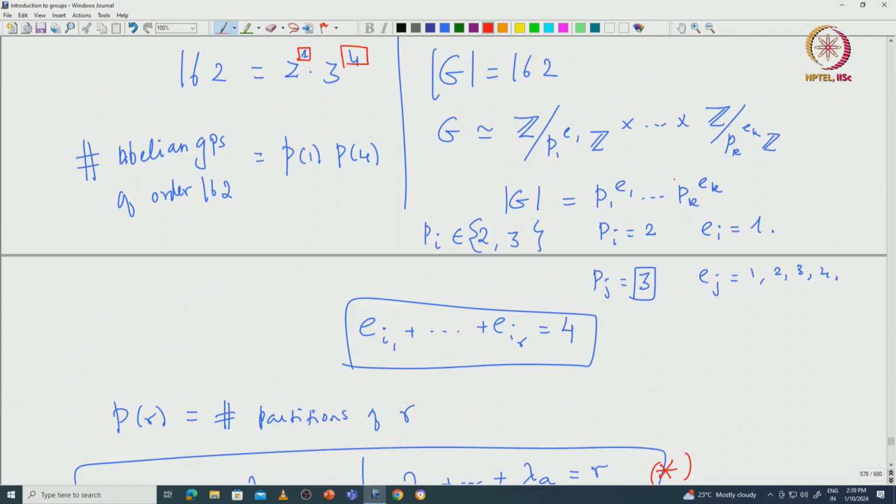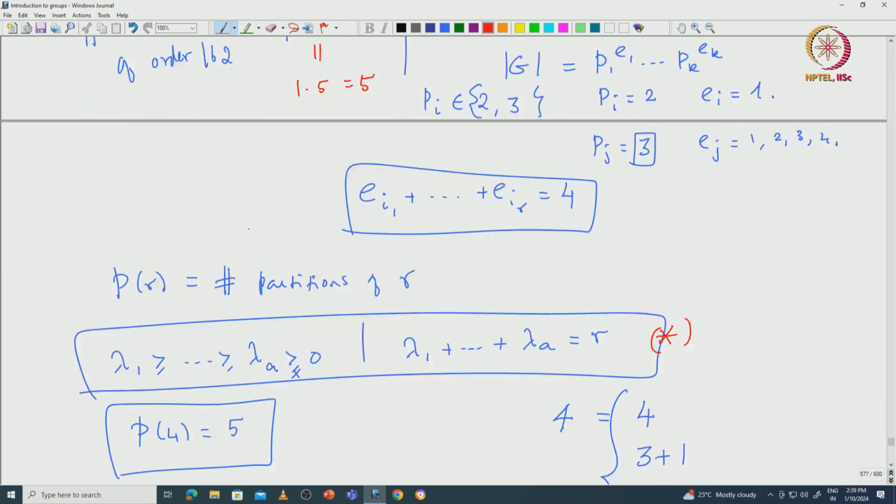So, now how many abelian groups of order 162 are there? The partition of 1 is just 1, so it is 1 times 5. So, there are 5 non-isomorphic abelian groups of order 162.